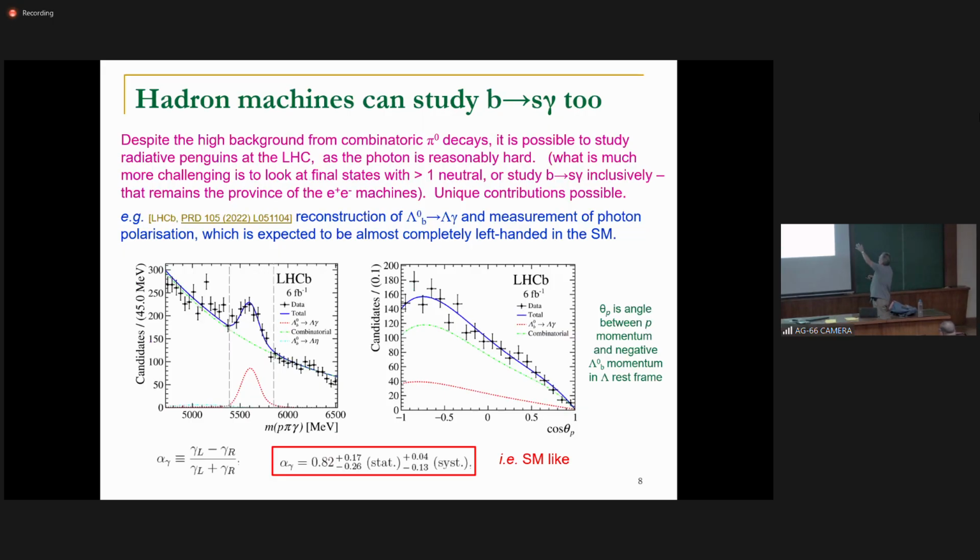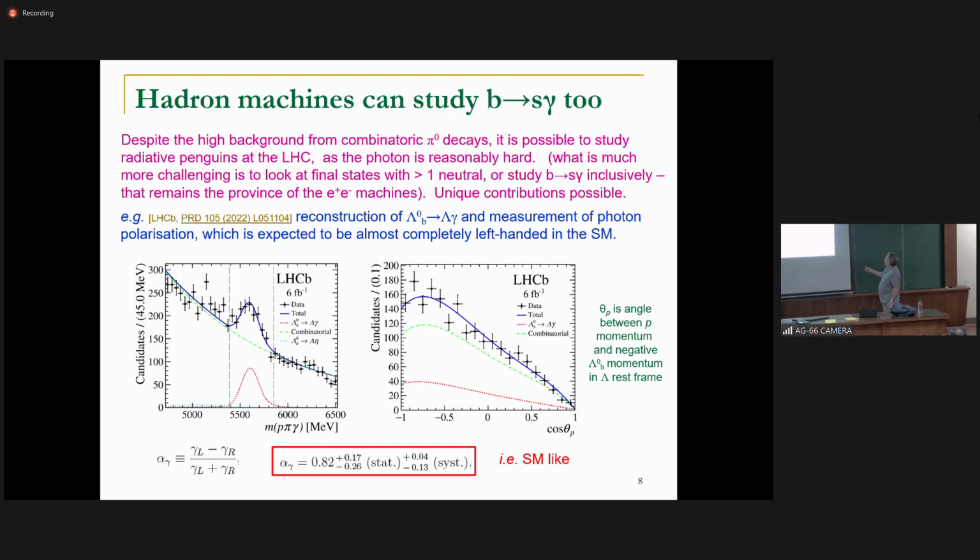I won't say much more about B to S gamma. It's something that you can study very, very well at e+ e- machines. But you can also do it at the LHC. Just to be clear, this is an example of a B baryon decaying, a Lambda_b into a Lambda and a gamma. So it's the same underlying Feynman diagram as I just showed you. Here you see a clean peak above some background. So this is already quite surprising. At some point, nobody imagined that you could do this at hadronic machines, but you can.